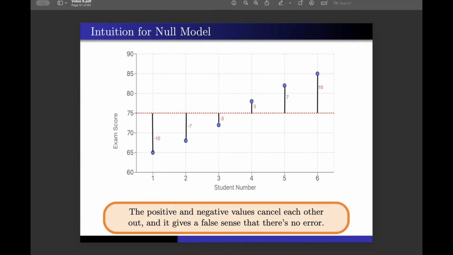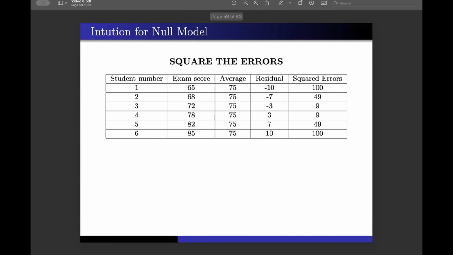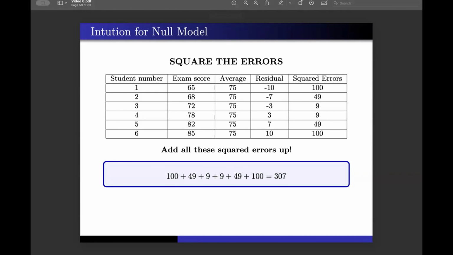So what should we do instead? Let's try to make these errors positive. So we square the errors. Why? Because squaring makes everything positive, so nothing is going to cancel out. It also emphasizes larger errors more, which makes sense because a bigger mistake should hurt more. We square the error from the first observation: -10 squared is 100. We have the square of -7 as 49, square of -3 as 9, square of 3 as 9, square of 7 as 49, square of 10 as 100. If we add all these squared errors, we get 307, which is a positive quantity.